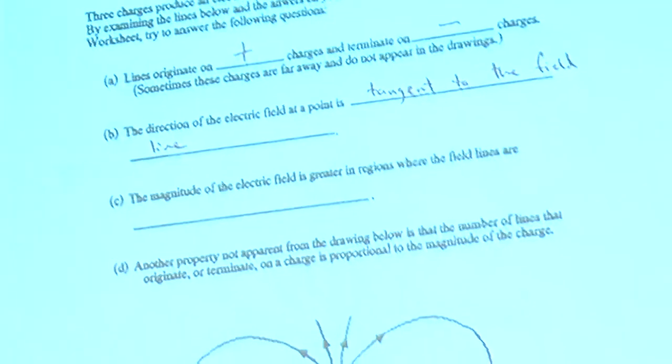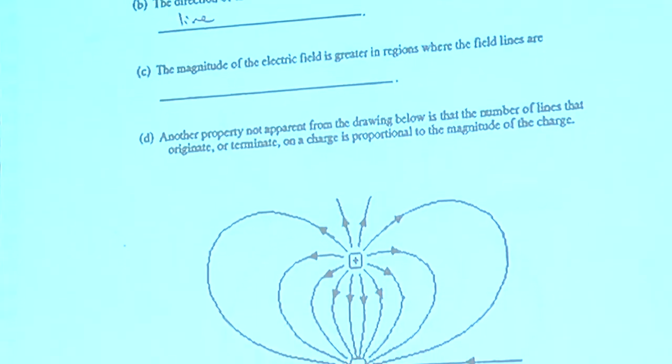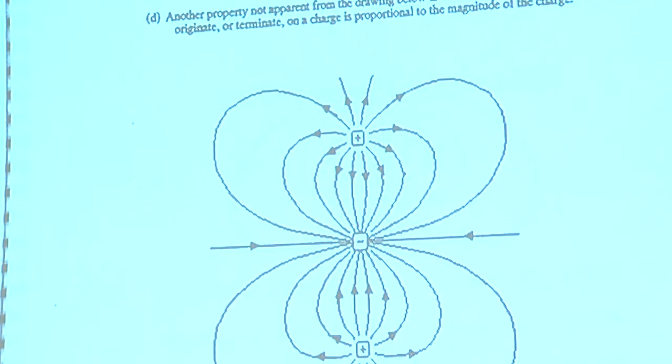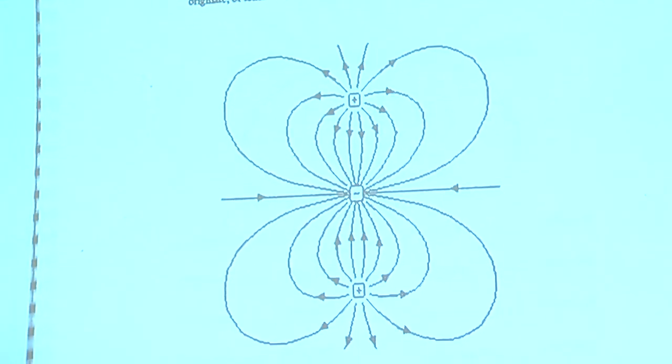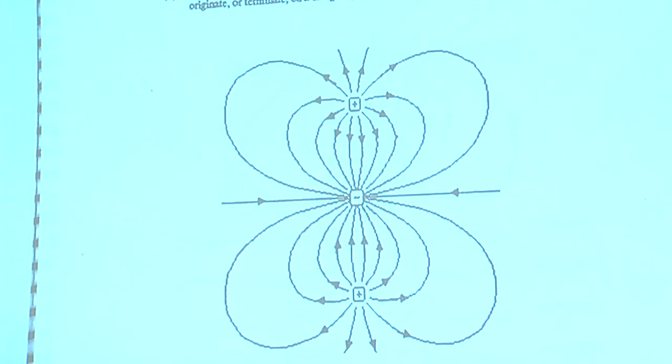And let's look at the drawing. Which regions do you think have the strongest electric field? And which regions do you guess would have the weaker electric fields? And how could we tell by looking at the drawing? We haven't really talked at all about electric fields other than to say that we use the lines to help represent how charges interact.